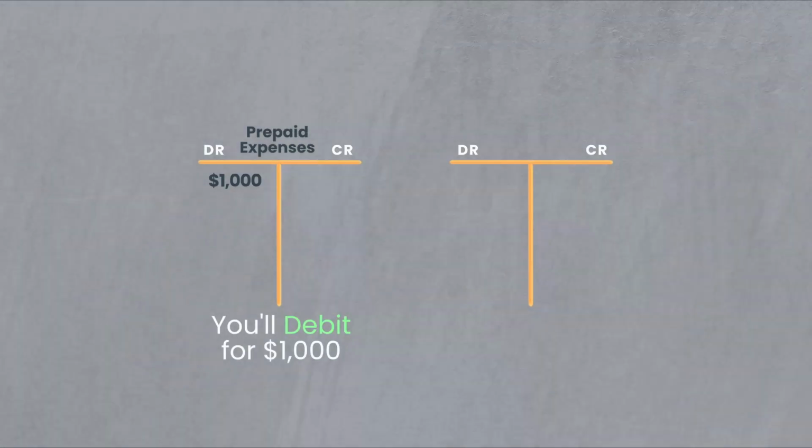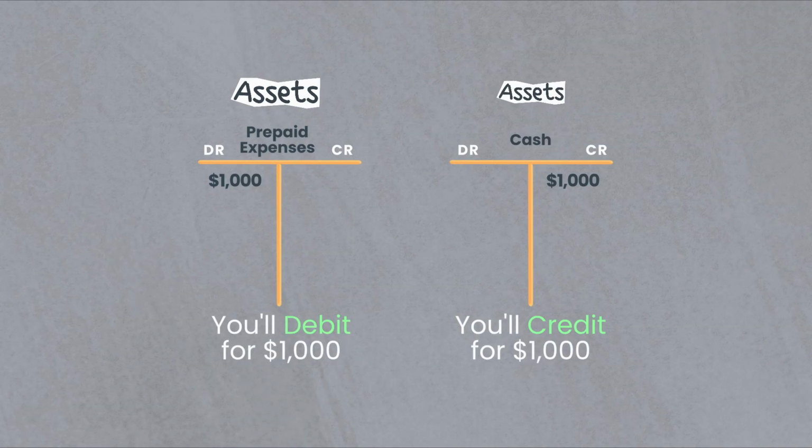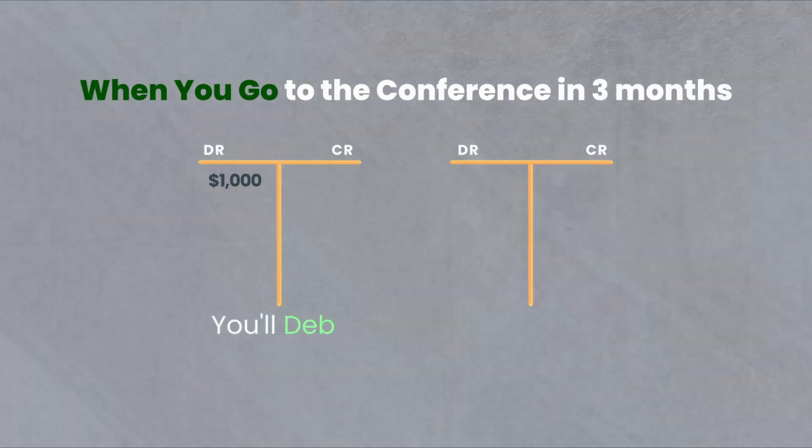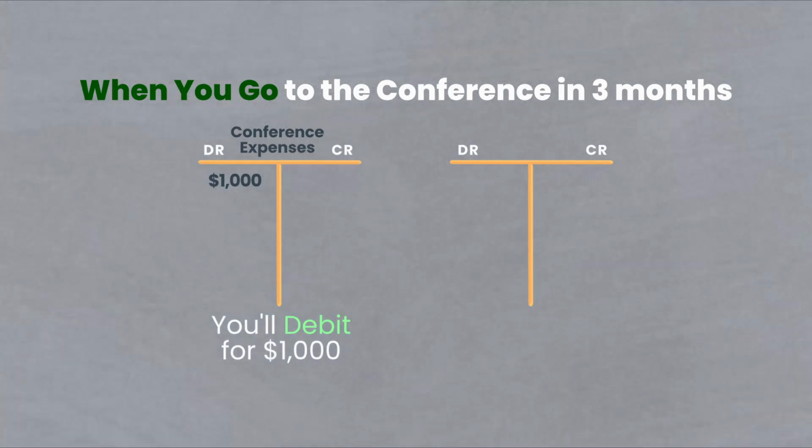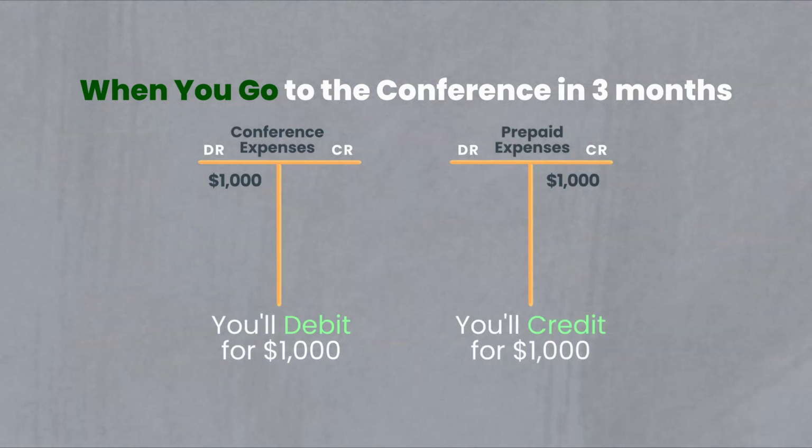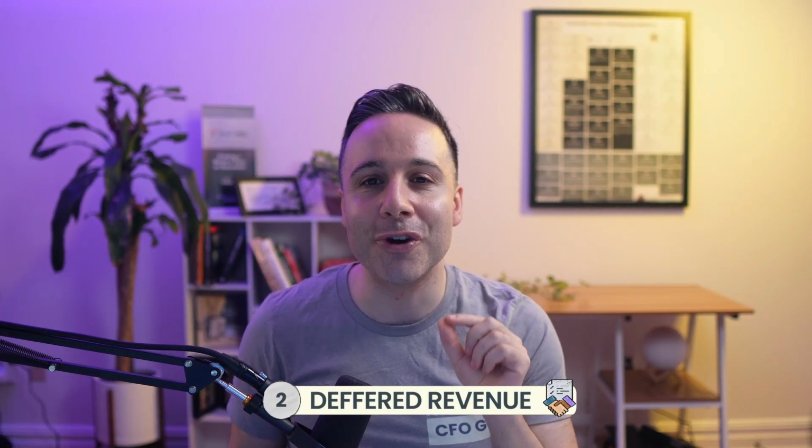So instead, you'll have an asset called prepaid expenses. You'll debit prepaid expenses since it's an asset, and you'll credit cash since that's another asset. When you then go to the conference in 3 months, you'll debit an expense account like conferences, and then you'll credit prepaid expenses. Journal entry number 2, deferred revenue.